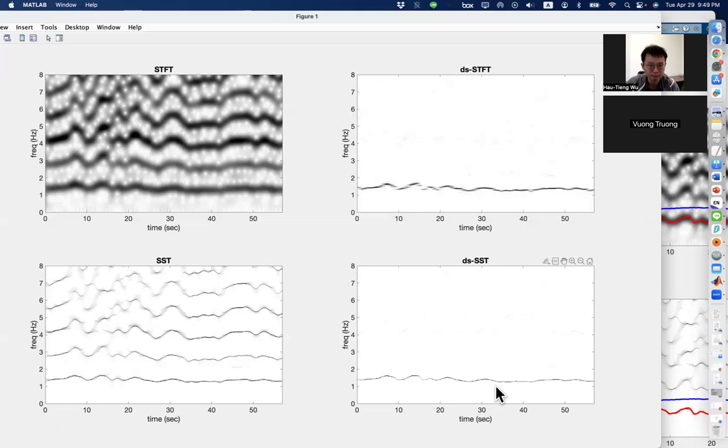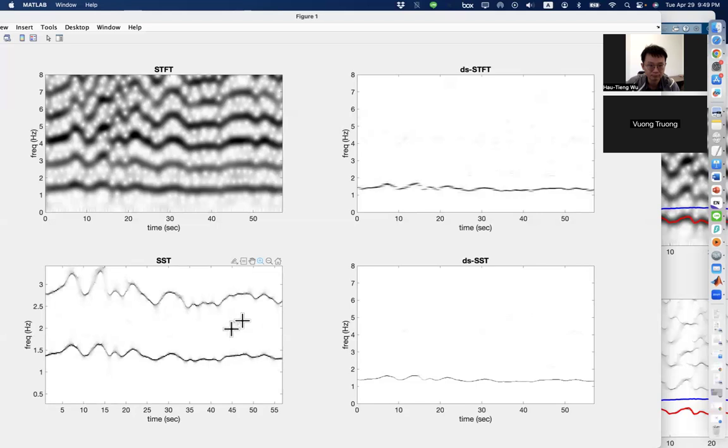Well, the answer is very simple, because fetal ECG is relatively weak in this case. So if you pay attention and read very carefully, you can see there is actually something very much like a curve here. But it's hard to really convince yourself to say there is something. Maybe, right? But after synchrosqueezing, you don't see anything, right? It's hard to say.